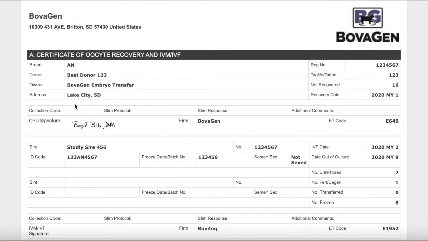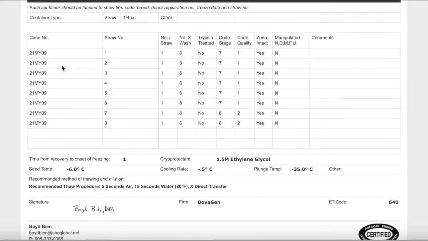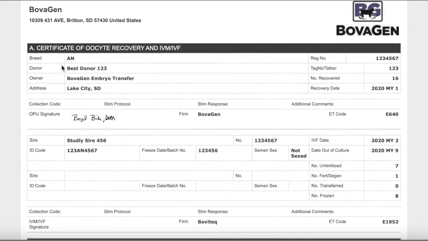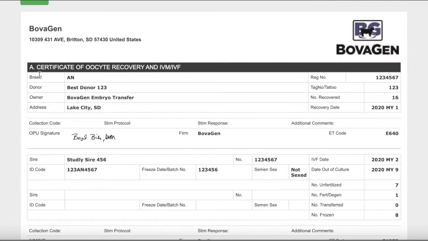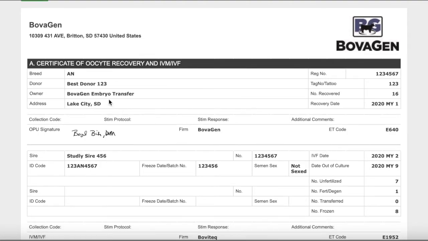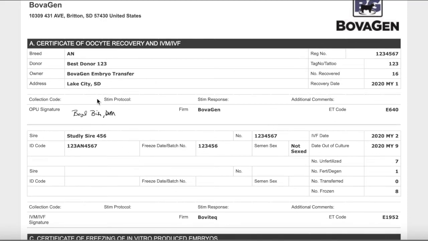So let's take a look at the IVF side. Here you see this will be just a freeze. There is no transfer, so it's just an A and C. So you can see everything right here is the same. We have the certificate of oocyte recovery, IVF. A lot of times it might just say recovery, so it gets a little tricky on how do you know if it's conventional or if it's IVF. So let's take a look here.